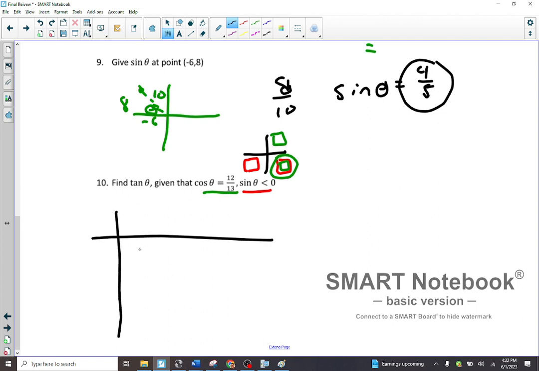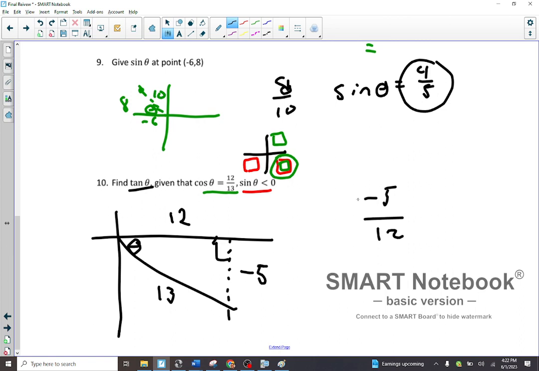Cosine is adjacent over hypotenuse. So if I have my theta here, adjacent is 12, your hypotenuse is 13, which means over here you're missing your y value. But we know our 5, 12, 13s, so this is negative 5. With that in mind, I want the tangent. Tangent is opposite over adjacent. So negative 5 over 12. For this one, yes. You could do this.